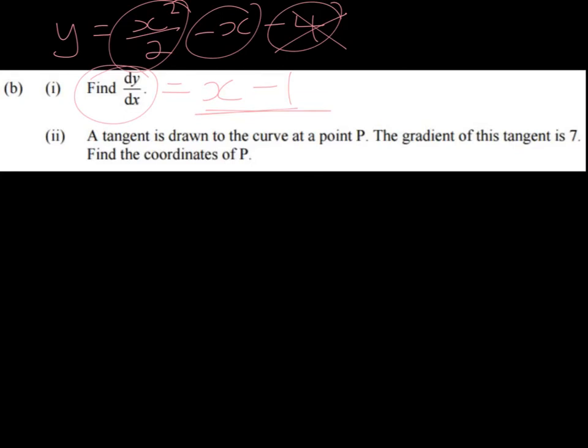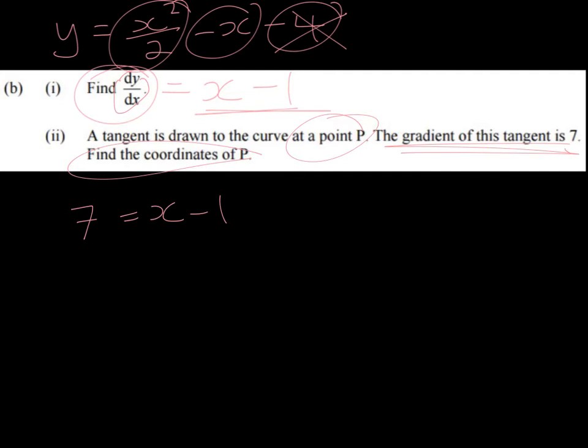In part 2 then, we're told that a tangent is drawn to the curve at a point P. We're told that the gradient of the tangent is 7, and we're asked to find the coordinates of P. So in order to do this, we know we've just found an equation for the gradient function. So the tangent to a point, the gradient that we found using differential calculus will be equal to this value here of 7. So 7 will be equal to x minus 1.